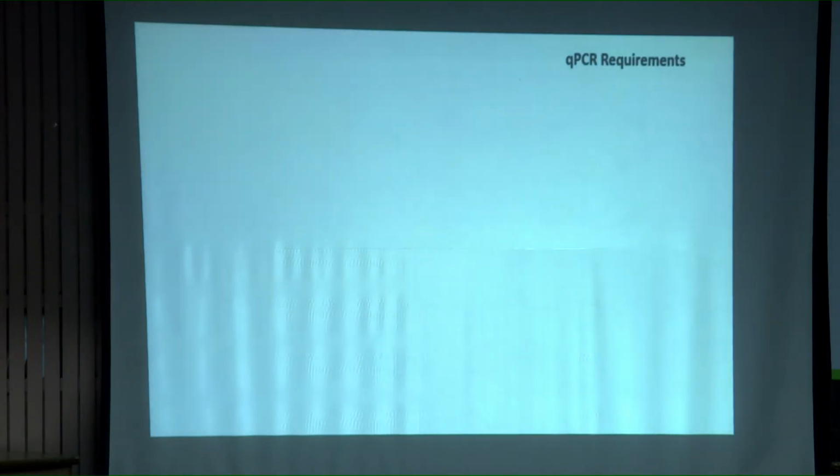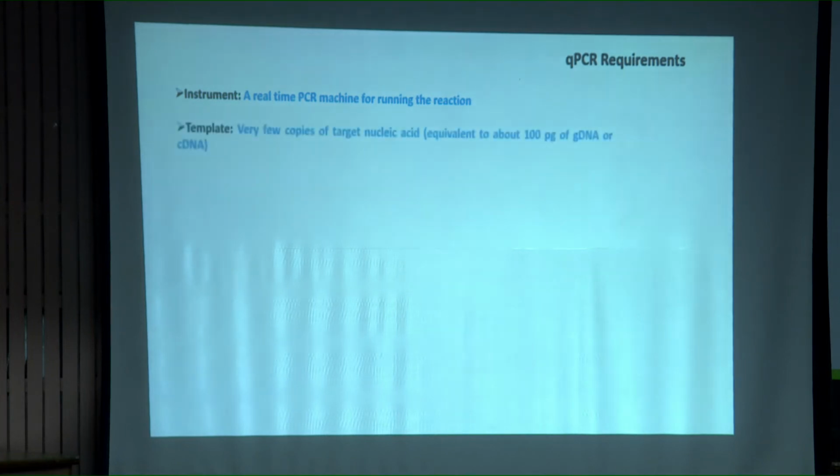Now we'll move on to the requirements to do that. What is really needed? Of course, you need an instrument called a qPCR or real-time PCR machine, for running the reaction or facilitating your reactions. And template, right? Very few copies of target nucleic acid, which can be genomic DNA, or plasmid DNA, or cDNA, or anything which you feel is the target for you.